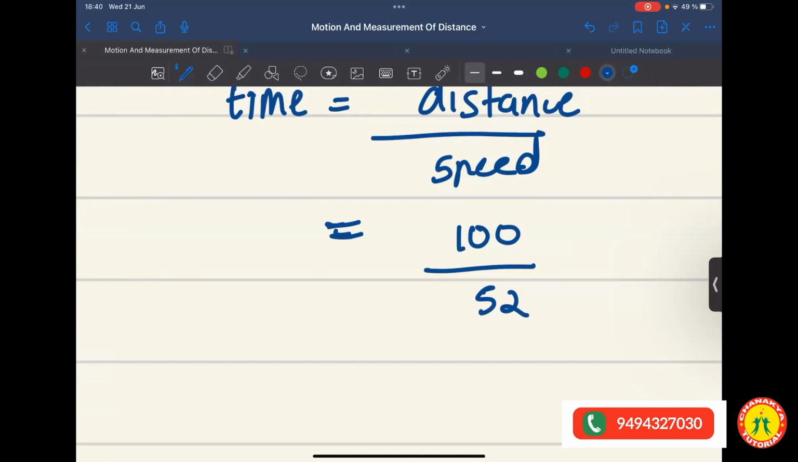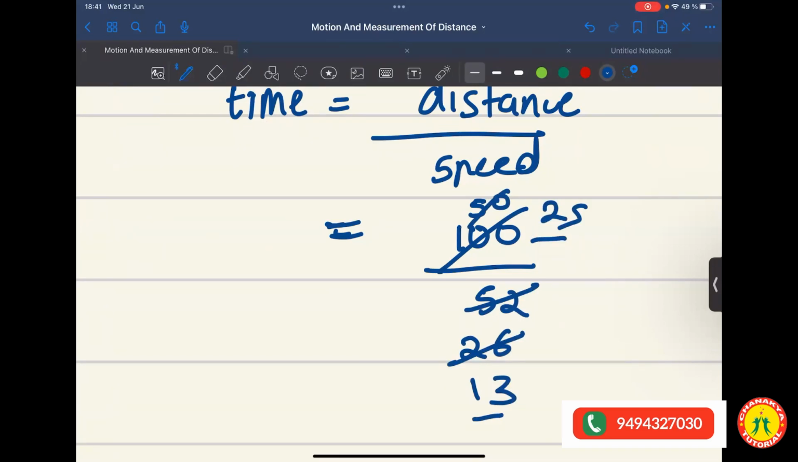Now let's take 100. 100 is divisible by 2. 52 is divisible by 2. 2 5s are 10. You bring a 0 here. 2 2s are 4. 2 6s are 12. Now again this is divisible by 2. 2 25s are 50. 2 1s are 2. 2 3s are 6. Now 25 and 13.